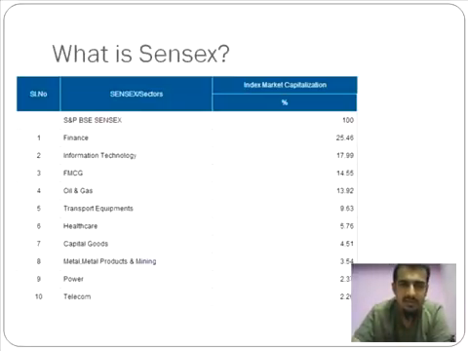This is just a composition of the various sectors in the Sensex benchmark index. The leader there happens to be finance. Finance here refers to financial institutions and banks. There is a minor difference between the two, but don't worry about it, I'll discuss them in detail in another video. Other sectors include FMCG, oil and gas, transport equipment, healthcare, capital goods, metals, power and telecom. As you can see, a weightage is given to each sector, with finance the highest and telecom the lowest.